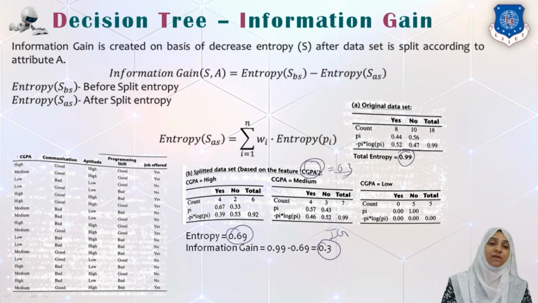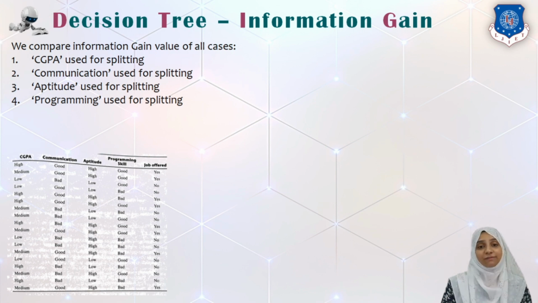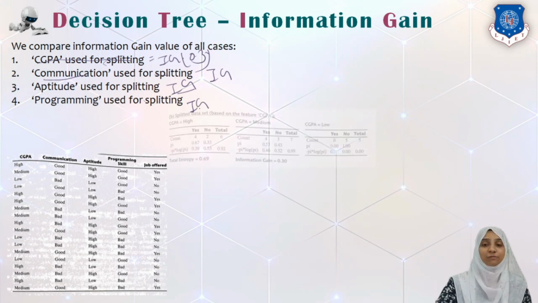Okay, now we have considered only one attribute. Likewise, we will calculate information gain for communication. Likewise, we will calculate information gain for aptitude. So CGPA used for splitting, the information gain is 0.3 that we have just calculated. We can also use communication for splitting and calculate its information gain. We can use aptitude as splitting and calculate its information gain, and programming as splitting and calculate its information gain.